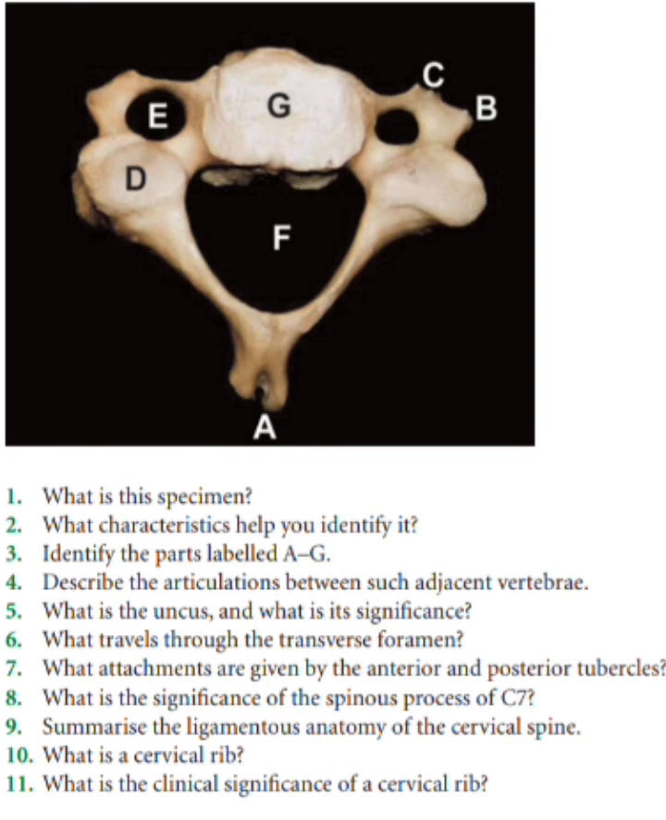The last question: what is the clinical significance of a cervical rib? A cervical rib arises from the anterior tubercle of the 7th cervical vertebra and is a congenital anomaly.